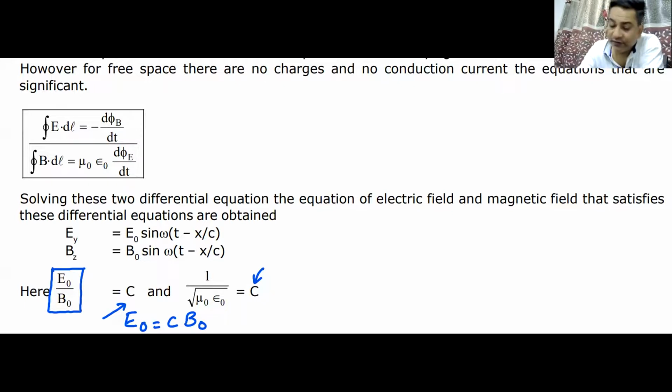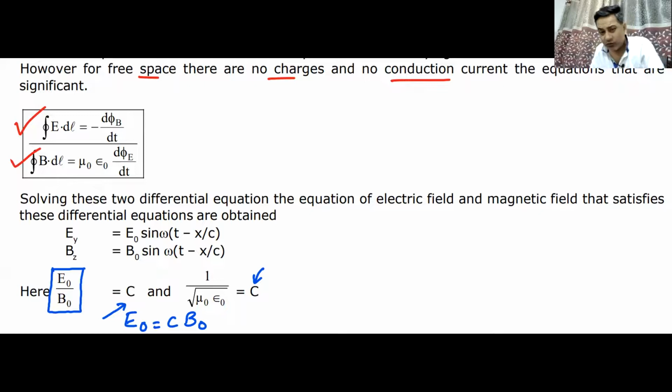What happens in free space? There are no charges and there is no conduction current in free space. We can leave out this conduction current. So for free space, we have these equations. The third equation remains the same, but in the fourth equation there is no current. So the current goes away and whatever remains is this one.